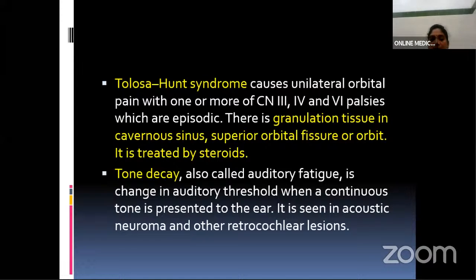Okay. So, coming to tone decay. Tone decay is an audiological term, otherwise called auditory fatigue. It is a change in the auditory threshold when a continuous tone is presented to the ear. It is seen in acoustic neuroma and other retrocochlear lesions, so it is a test for retrocochlear pathology. Recruitment is a test for cochlear pathology. Tone decay is a test for retrocochlear pathology. If you know this much, it's well and good.